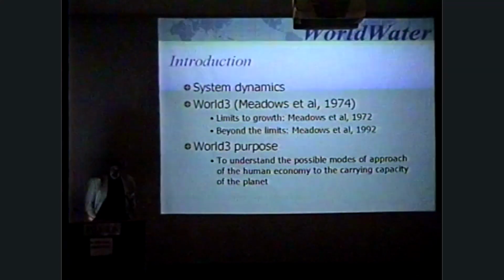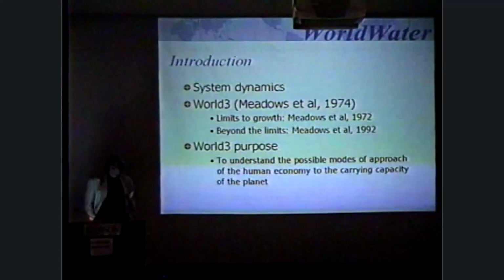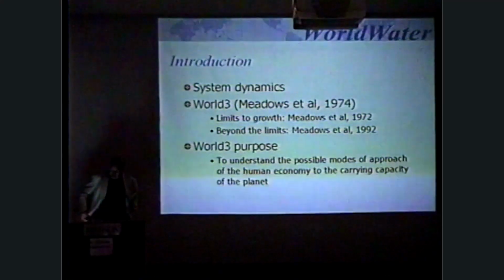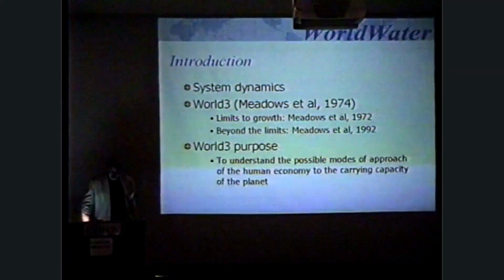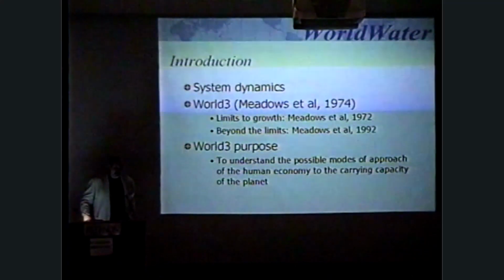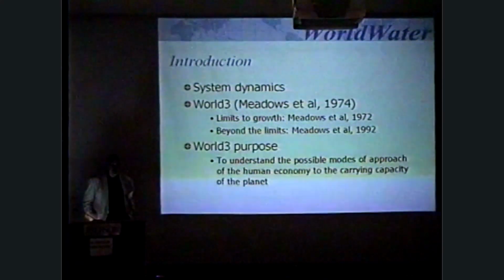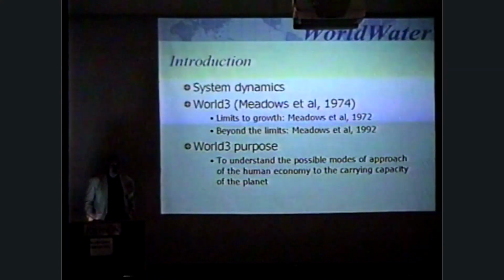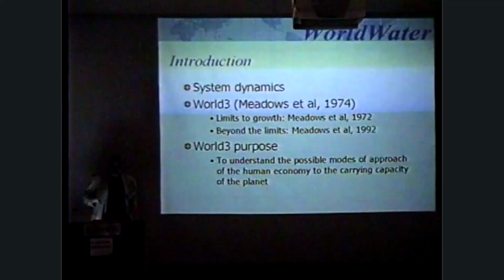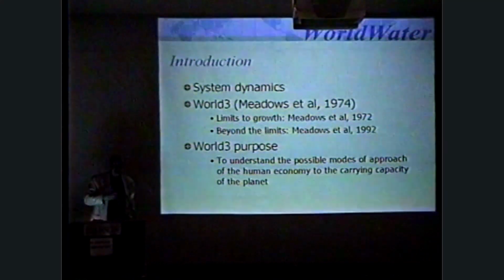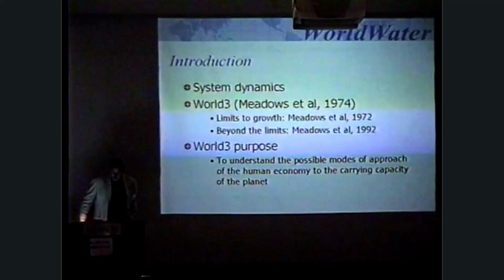The purpose of the development of the World3 model was to understand the possible modes of approach of the human economy to the carrying capacity of the planet, an honest objective, but obviously a very complex and difficult task to achieve. A number of presentations, in our keynote lectures and the afternoon parallel sessions, were tackling different issues related to the complexity and difficulty in looking at the global level, the needs or pros and cons of looking at and modeling global issues.